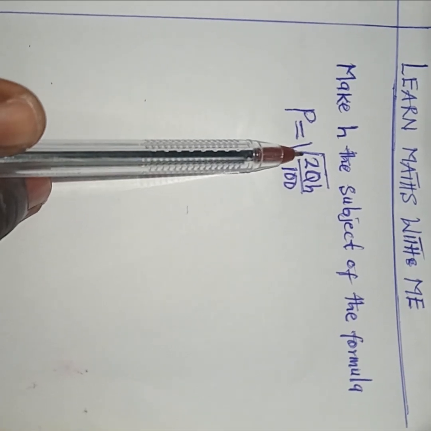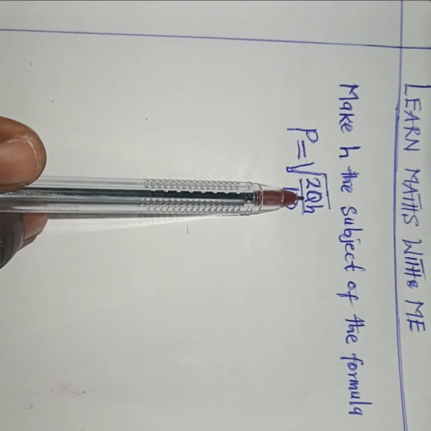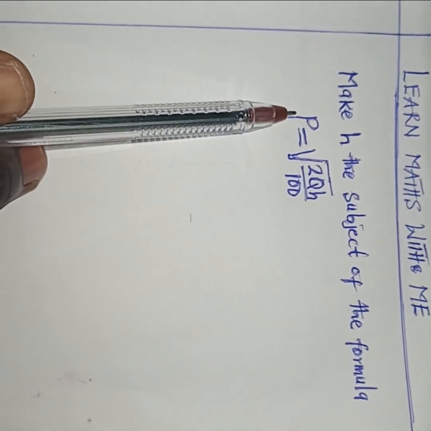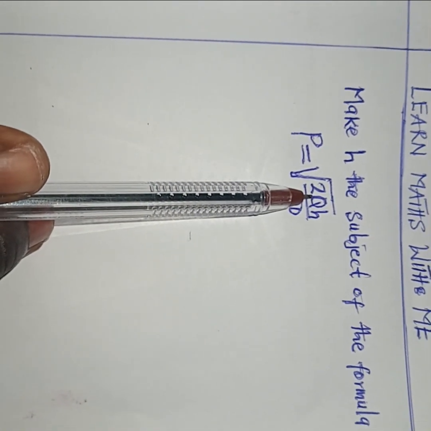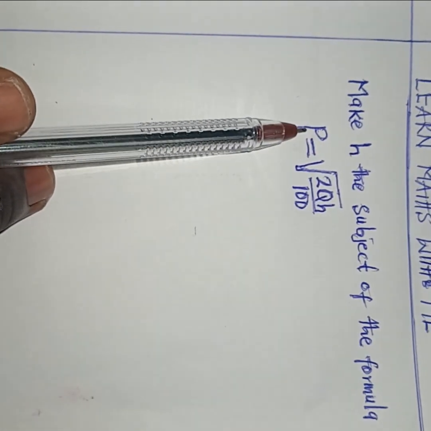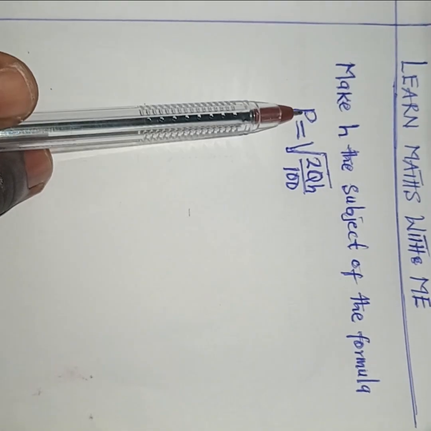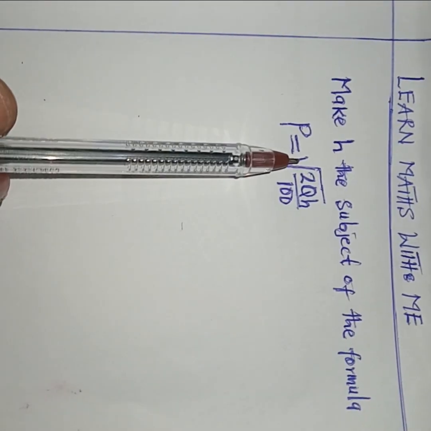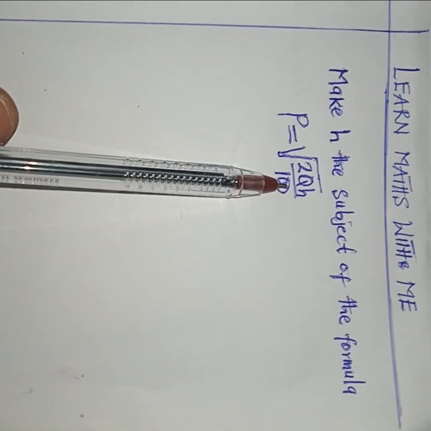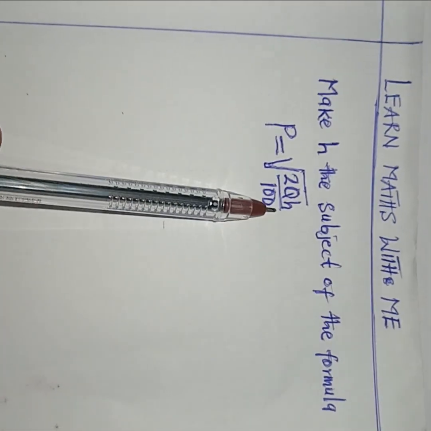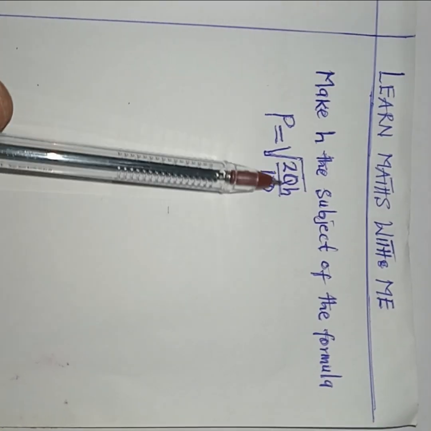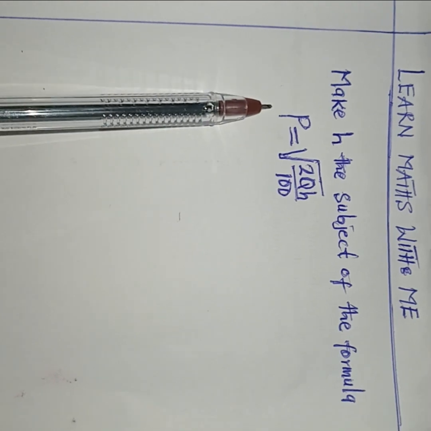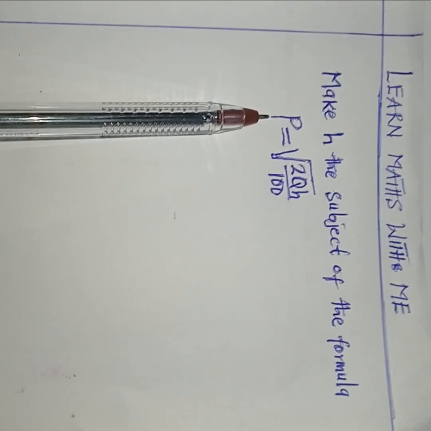So if they ask you to make H the subject of the formula, it means they want you to make H take the place of P. Assuming they ask you to make Q the subject of the formula, it means they want you to make Q take the place of P. You understand it now? That is what change of formula is all about. So anywhere you see a question where they ask you to make an alphabet, or whatever they represent it with, the subject of the formula, it means they want you to make that particular alphabet or object stand alone.